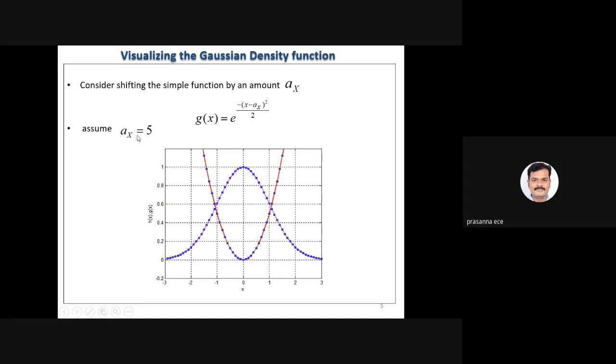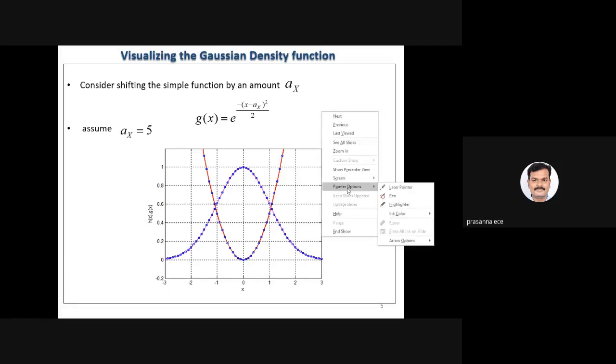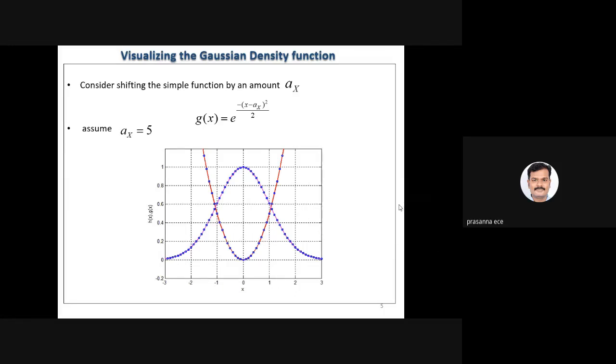For example, I'm showing a plot where the constant term ax takes a value of 5. So what happens to this graph? The entire graph shifts to the point 5, right? So whatever occurs at 0 now occurs at the x-axis value of 5. Here at 0, what happens in the graph? You can see the graph reaches a peak value at 0.